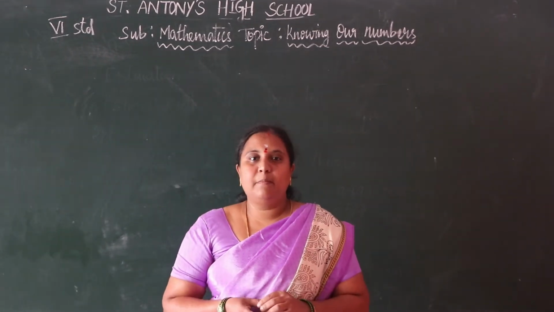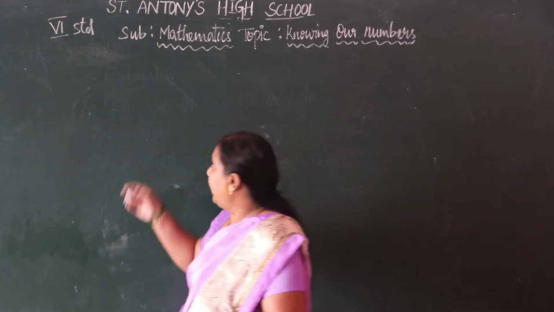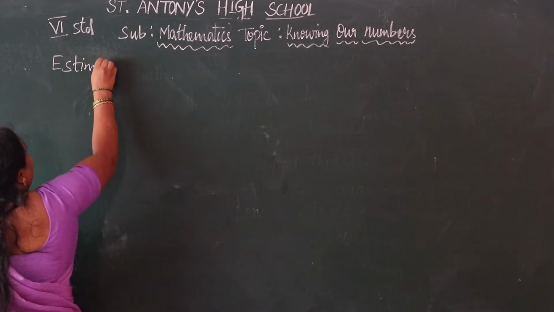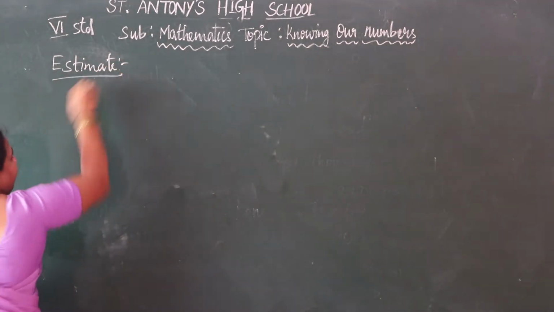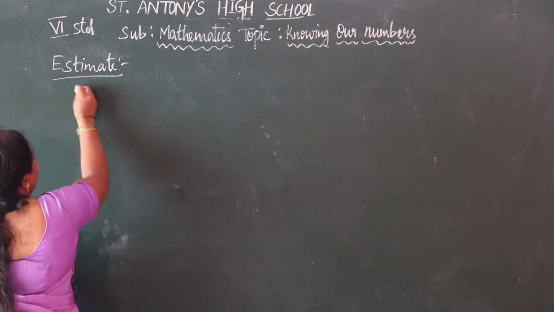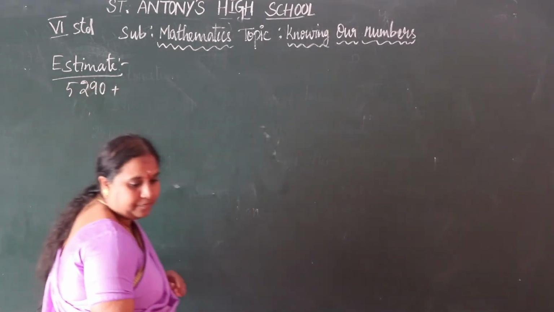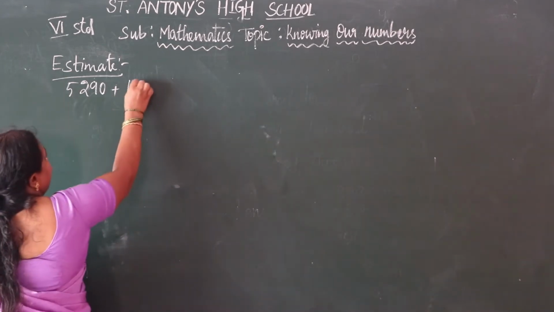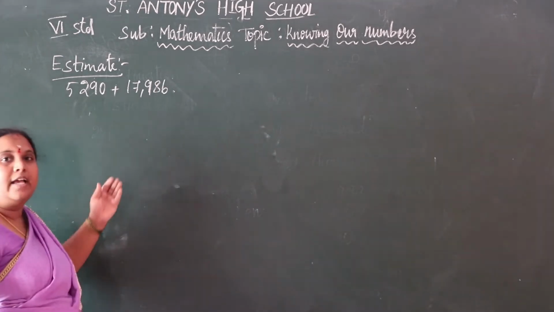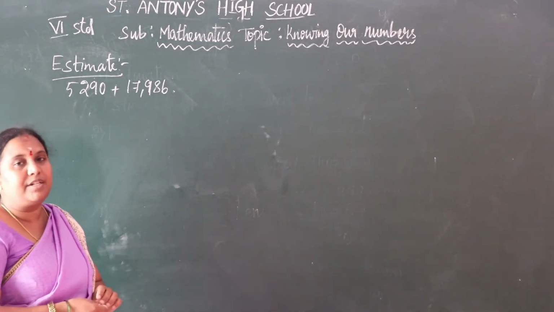Let us see example 5 which is given in your textbook. Okay, so that is: estimate the given sum. 5290 plus 17,986. Okay, this is the value given to estimate the sum.